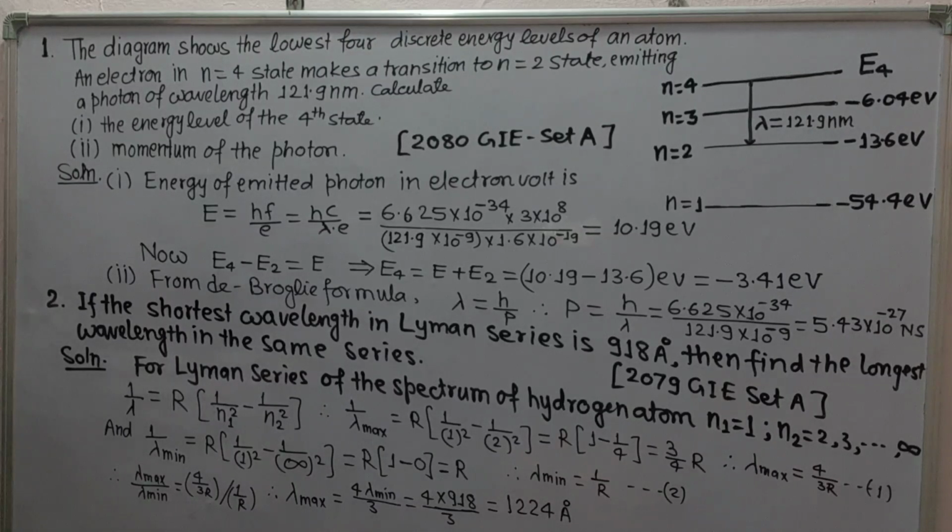An electron in n equal to 4 state makes transition to n equal to 2 state, emitting a photon of wavelength 121.9 nanometer. Calculate the energy level of the fourth state and the momentum of the photon.